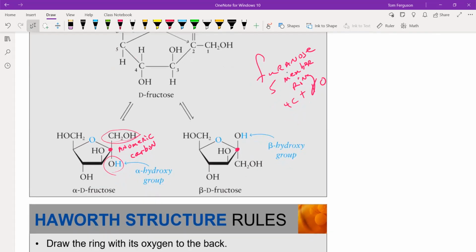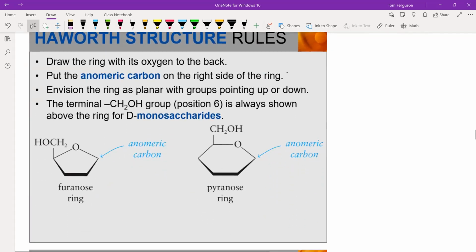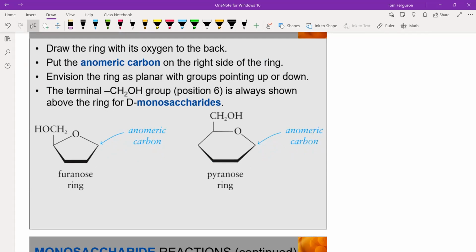And we're going to be drawing a lot of these. A lot of these. So again, whenever we draw the Haworth structure, any of our monosaccharides and disaccharides, actually, and oligosaccharides and our polysaccharides, we're always going to be putting the anomeric carbon on the single building block on the right. Never on the left. And remember, the anomeric carbon is the one that is going to have an OH up or down.